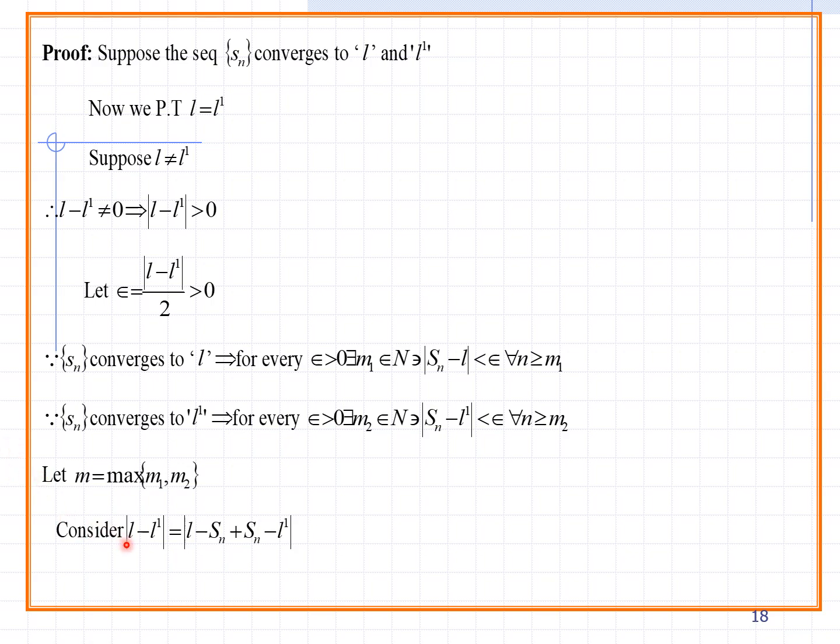So consider modulus L minus L dash. Here L minus L dash is not equal to 0, so modulus L minus L dash is greater than or equal to 0. First I consider modulus L minus L dash. In this I can add minus Sn plus Sn, and minus Sn plus Sn is 0, so you get the same value L minus L dash. That's why you can apply minus Sn plus Sn. So modulus L minus Sn plus Sn minus L dash.